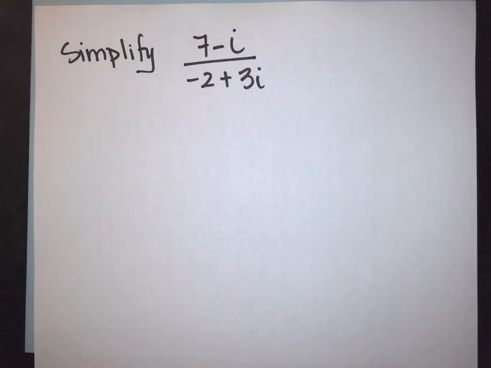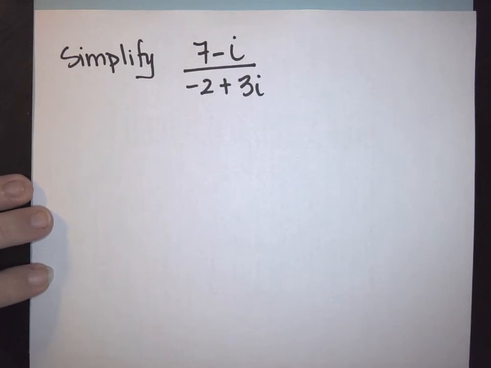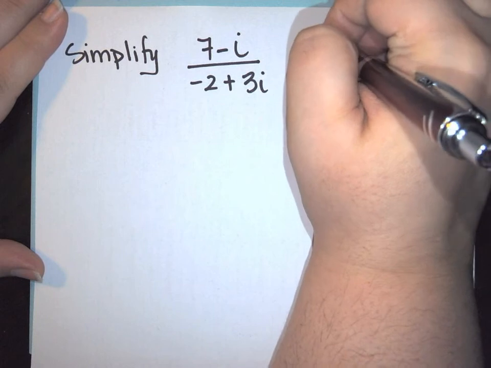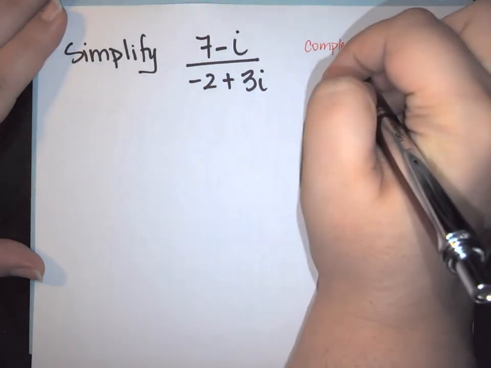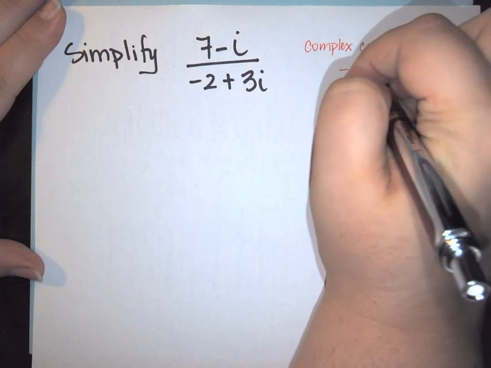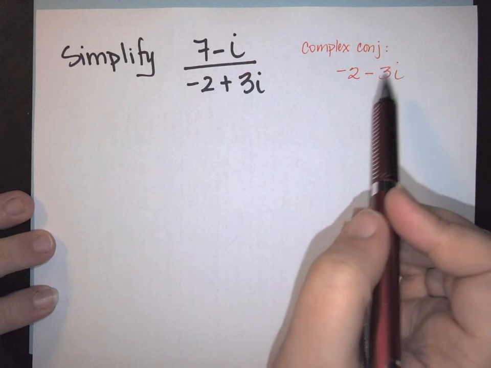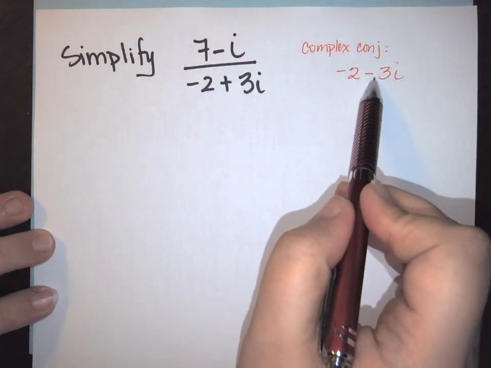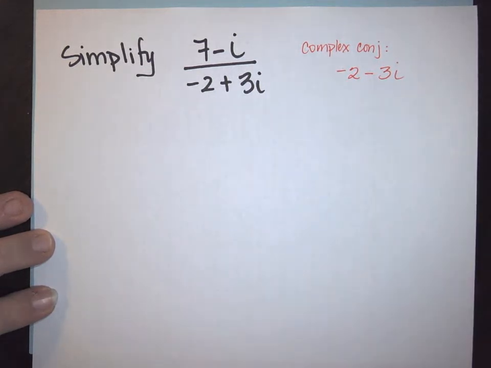Okay, last but not least, we have one more division problem. So again, we have to multiply by the complex conjugate. In this case, my complex conjugate is going to be negative 2 minus 3i. So when we're working these, what you need to remember with your complex conjugate is the only thing that changes is the sign of the complex term. Everything else stays the same.